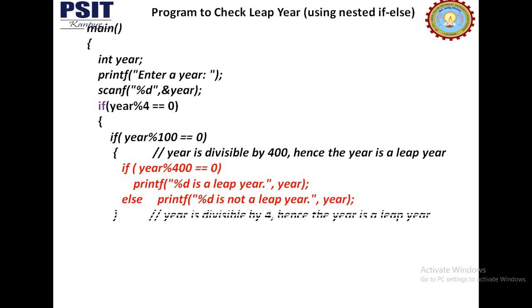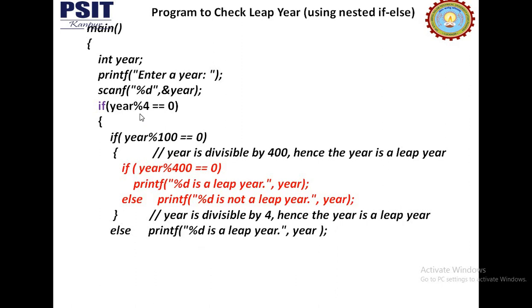Then we'll come outside of this and see the else part of this. Here modulus 100 equal to 0. This modulus operator is giving the remainder, right? So the year is divisible by 4, correct, but the year is not divisible by 100, right? That means the year is a leap year. That means the year is only divisible by 4.